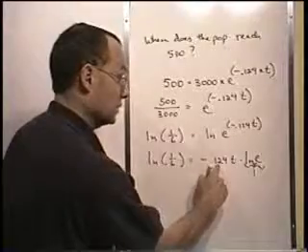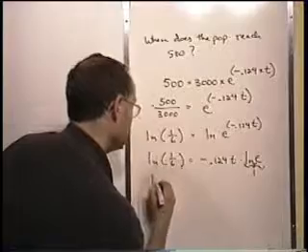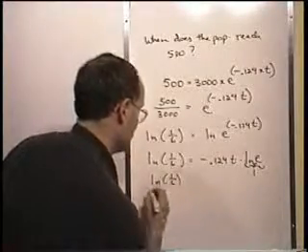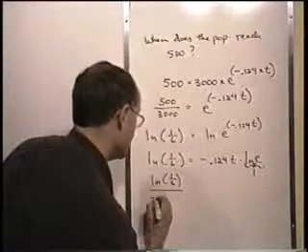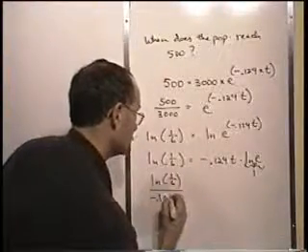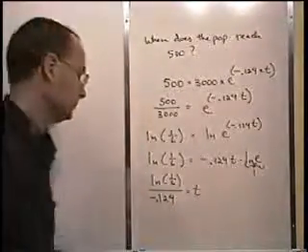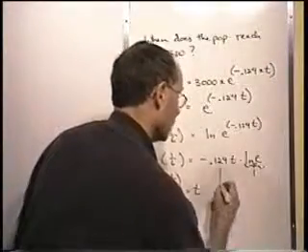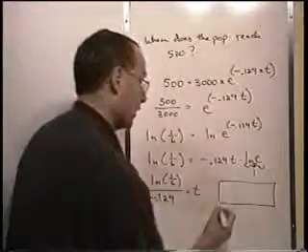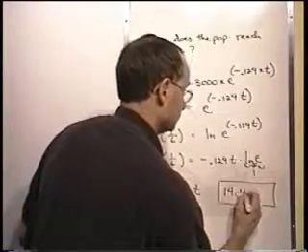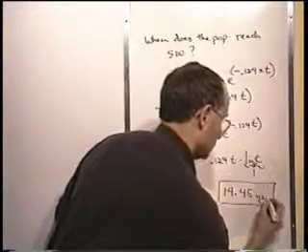So to solve for t, I merely divide both sides by negative 0.124. Here's what I end up doing on the calculator: natural log of 1/6 divided by negative 0.124. And that's going to give me the amount of years. I did this ahead of time, and the answer that I got was about 14.45 years.